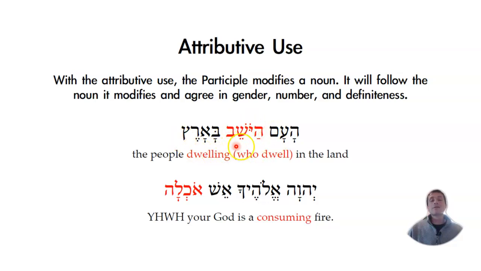And here the participle is still functioning like an adjective. It's answering, well, what kind of people? The people, which ones? The people who dwell in the land.